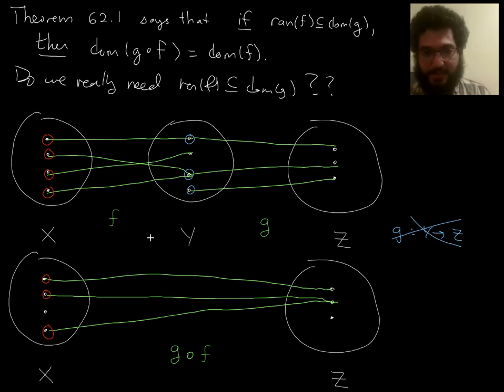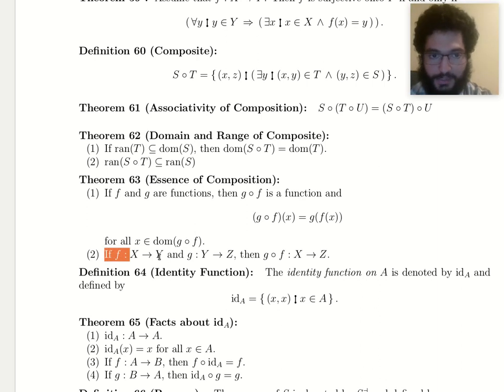That's the problem. We have f maps x to y, but we don't have g maps y to z. We have g maps some smaller subset of y to z. So that's why this wouldn't apply in this situation. And when this does apply, when you really have f maps x to y and g maps y to z, that's the exact situation where the domain doesn't shrink after you compose.